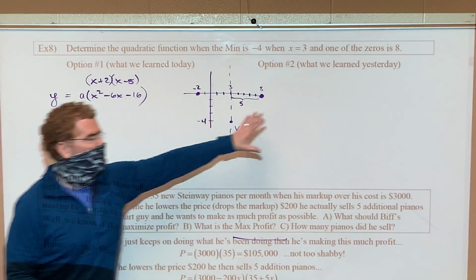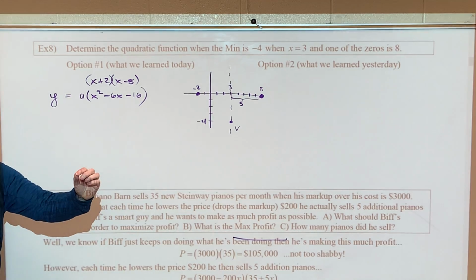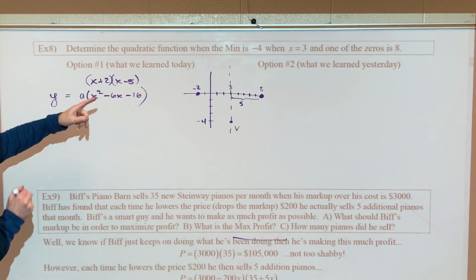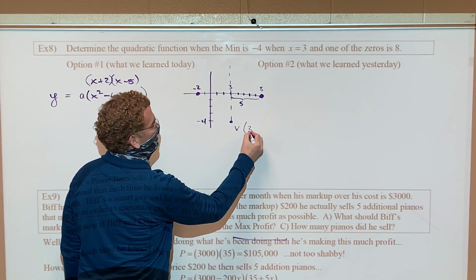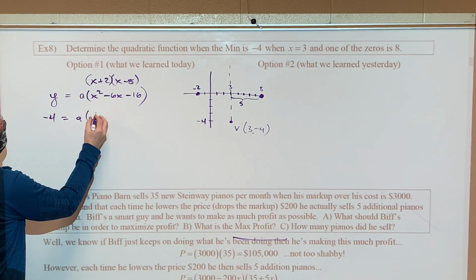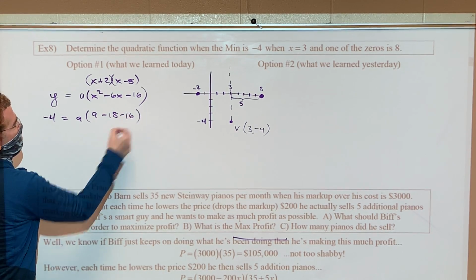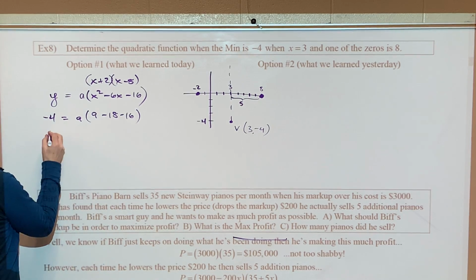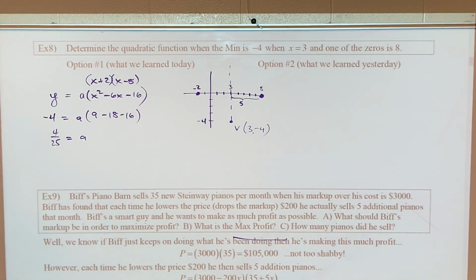Now, in the other situation, I use the vertex first. But in this case, I use the 2 points, the 2 intercepts, right? One that was given, one that I figured out. But now I can take the vertex, which I know is what? 3, -4. I can plug the 3 in for x, -4 in for y, and solve for a. If I plug a 3 in there, I get 9 minus 18 minus 16, which is what, -25? Correct me if you see an error. So what do I end up with?